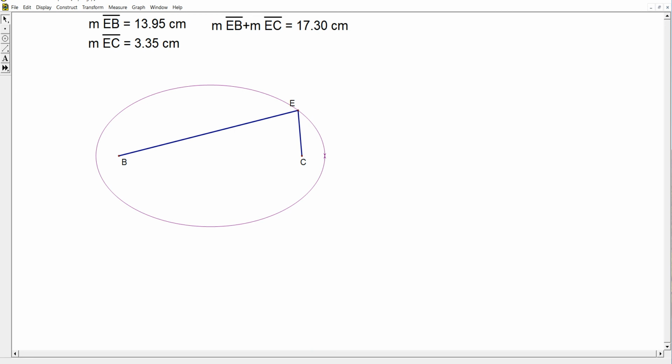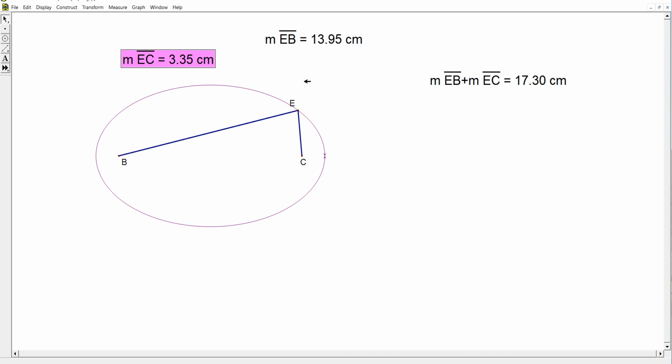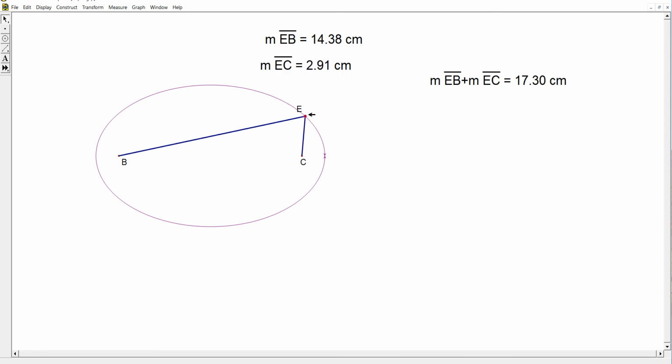The sum of those distances is 17.3. Right? And here's each individual distance. Let's take point E, and as we move it, the distance from E to B and E to C changes. But the sum of the distances always stays at 17.3. That's what an ellipse is.